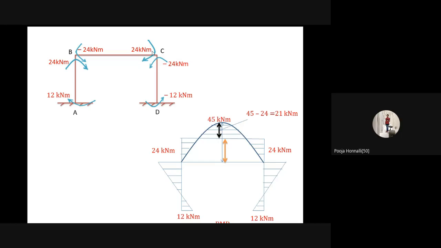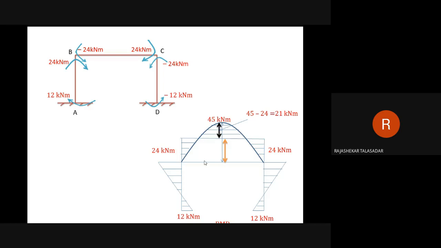Similarly, CB. What does it do? It lifts up, sir. That also lifts up. 24. Okay. Then this ordinate is 24. This ordinate is 24. Join it. You will get a rectangle. Suppose if loading is unsymmetric, these two values will not be the same. This may be 30, this may be 24. Then you will get a trapezium shape of the end moment diagram.